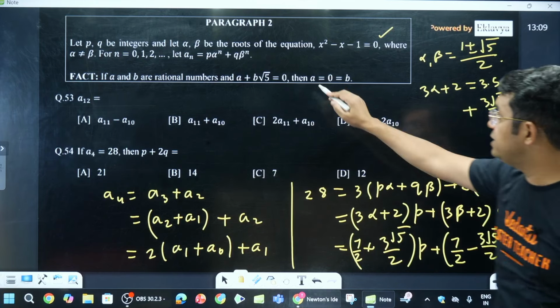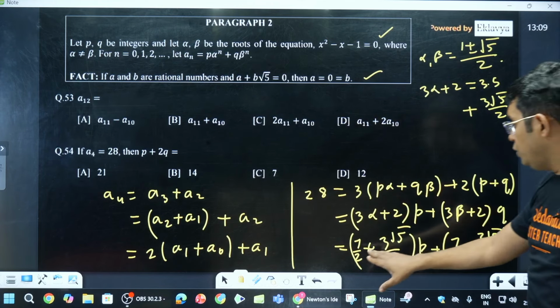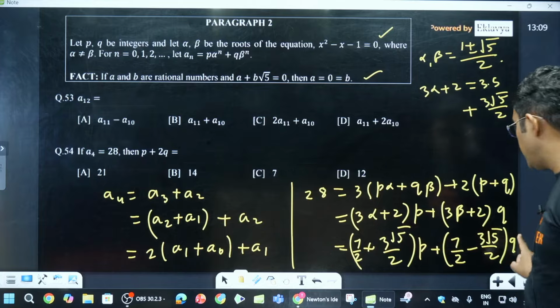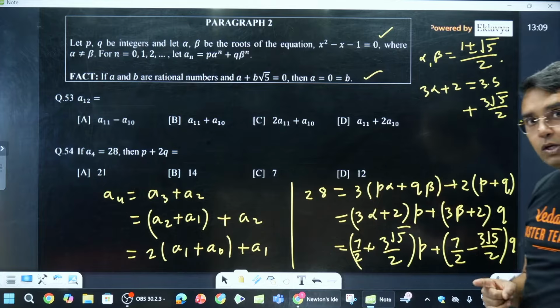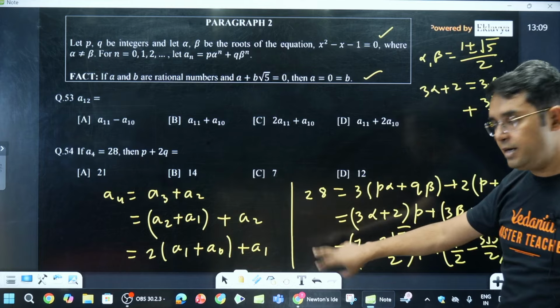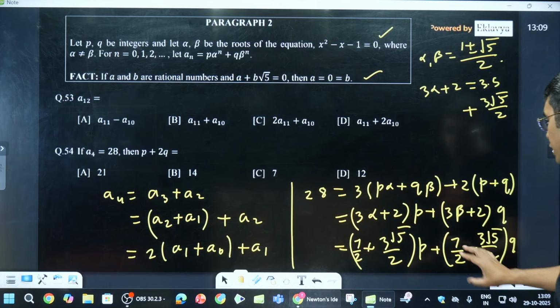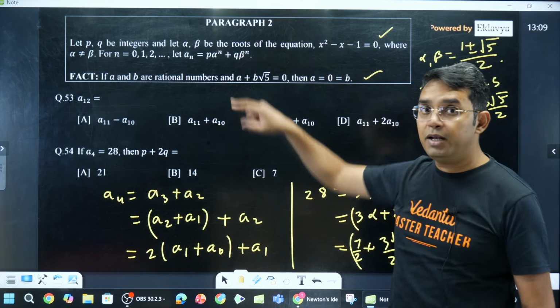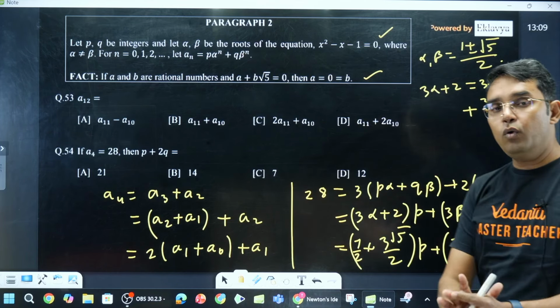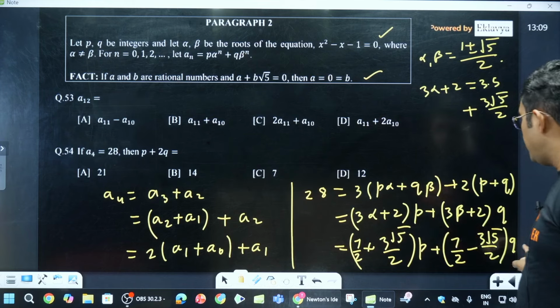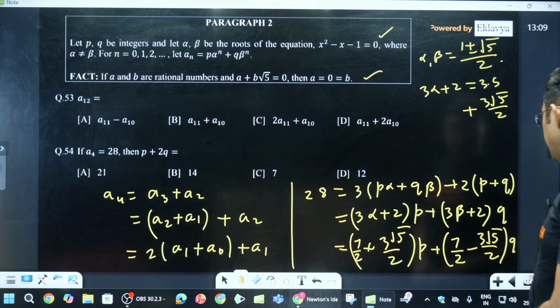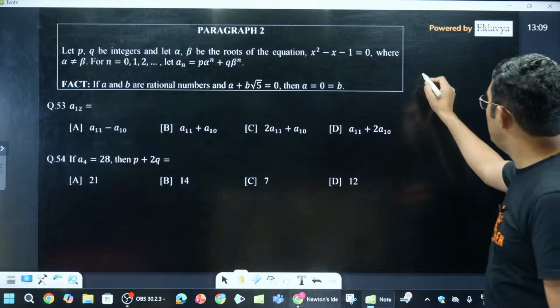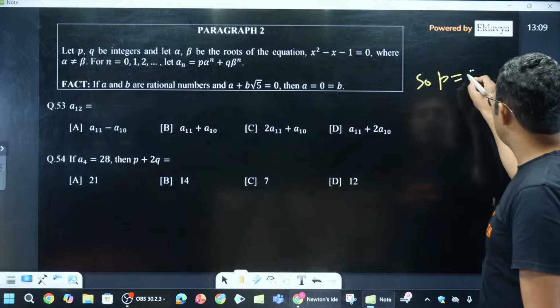Now, as they have mentioned here, I think you cannot get rid of these root terms unless P and Q are equal, because on the left hand side it is a rational number. 7 by 2 when multiplied with p and q, where p and q are integers, can give you only a rational number, but unless p and q are equal, the roots cannot be cancelled. So I'm concluding that p is equal to q.